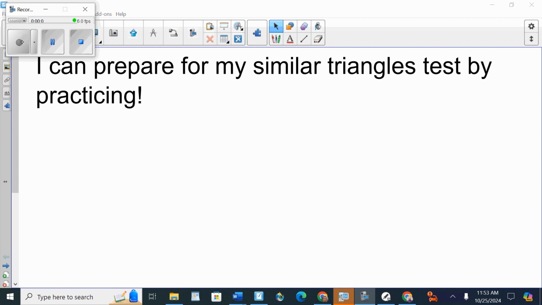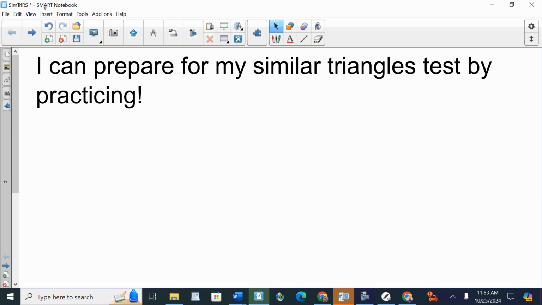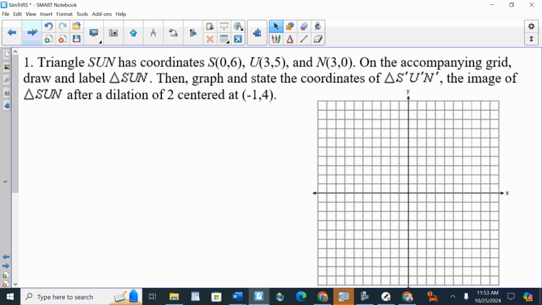Hello everybody. Today I can prepare for my similar triangles test by practicing the same way I prepare for every other math test. There's a lot of stuff in this unit. This is one of the few tests where you will not have any other old topics on it, because there's so much in this unit that are all commonly asked Regents questions. Let's get to it.